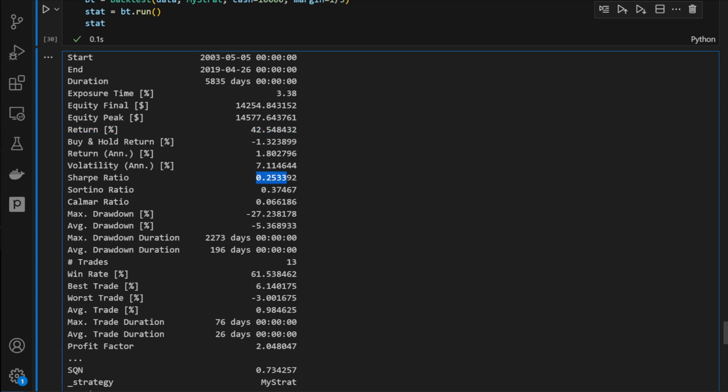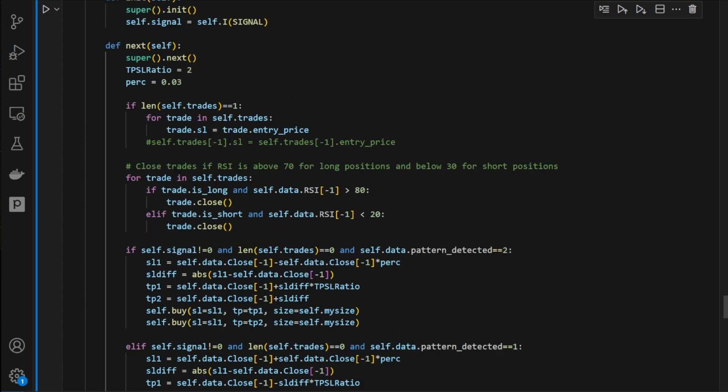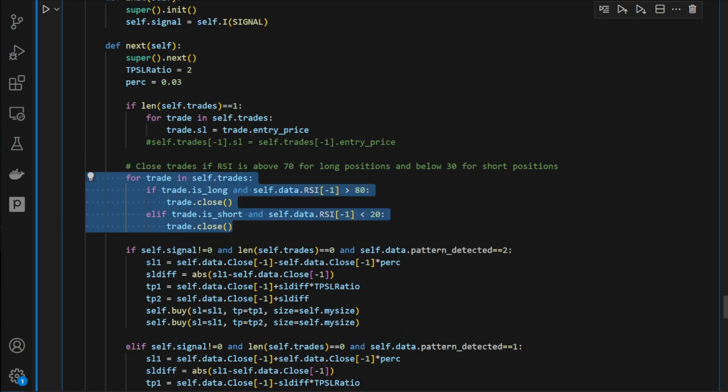The Sharpe ratio is 0.25. Sortino is 0.37. We still have a high win rate, which is 61%. And the maximum drawdown is -27%. This is becoming a very risky strategy. So I'm going to keep the RSI part commented in this case.